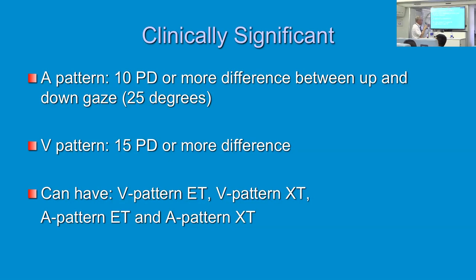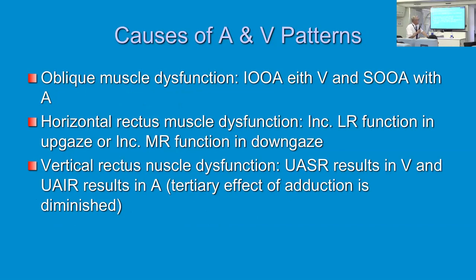And you can have a V pattern with an esotropia, a V pattern with an exotropia, an A pattern with these, so you can have all these patterns with the horizontal deviation. So back to the causes of A and V patterns, they're usually caused by oblique muscle dysfunction, inferior oblique overaction with a V, and superior oblique overaction with an A.